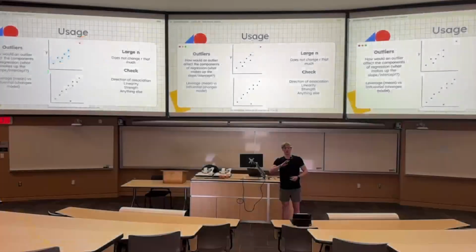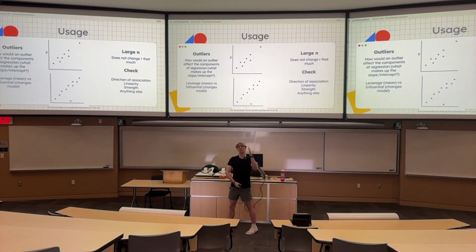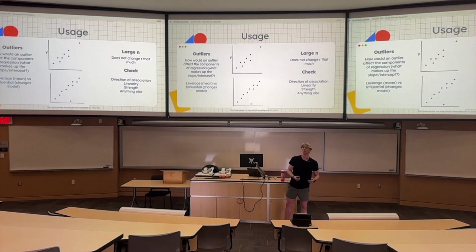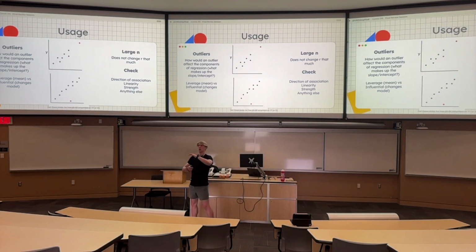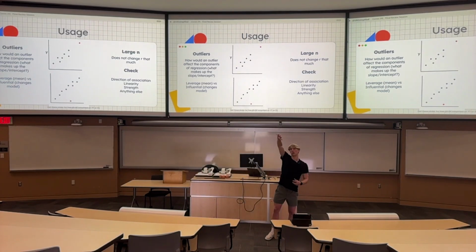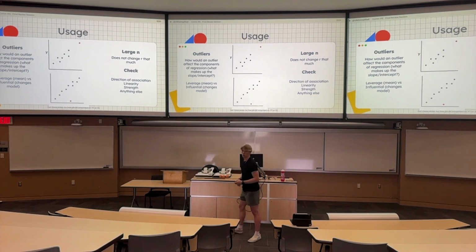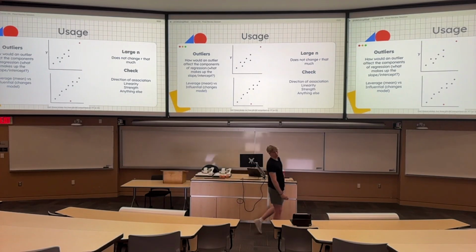And then again, the four-step walk-up. First, check the direction of association, positive or negative. Second, check for linearity. We're not doing inference on non-linear variables, so make sure the scatter plot is pretty much in a line. Then you want to check for strength. How strongly are they all along the same line, or is there a little bit more randomness? And then anything else. That's where we're looking at outliers. Maybe they'll influence the line a lot more than we would like.